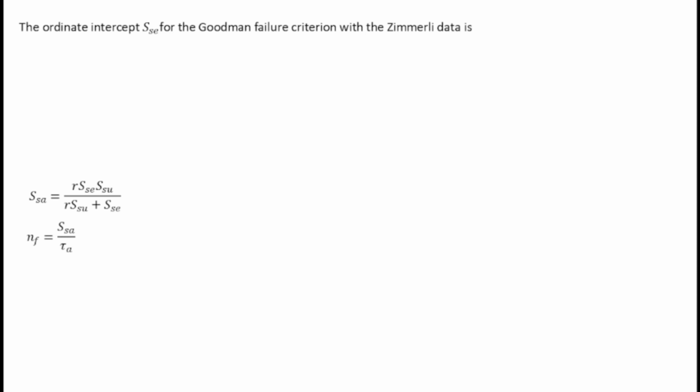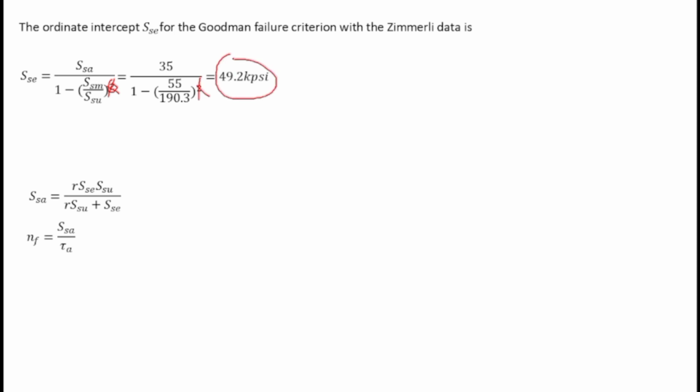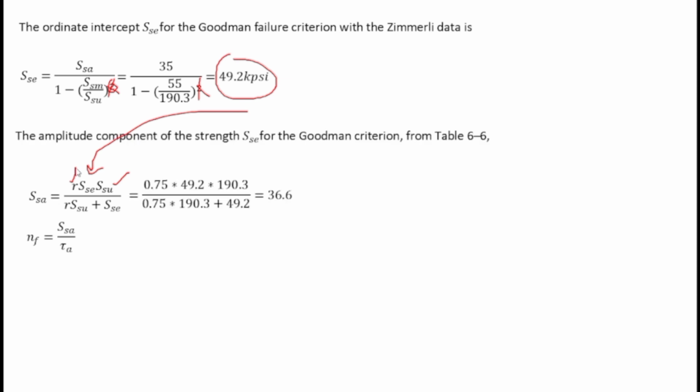Now let's find out SSE based on the Goodman criteria using the Zimmerli data. The equation based on the Goodman line is this one. Here I'm going to tell you that there is no square. This is over here. So put in these values. Ignore this square. You will get this value. And after getting this value for the SE, you will have to put this value over here. SSU is already equal to 190.3 and this R is 0.75. So putting these values, it will give you 36.6.